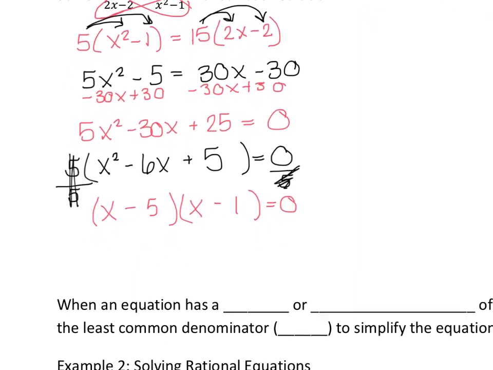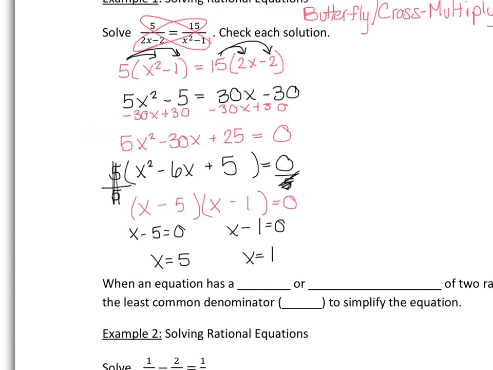Okay, now what do we do to solve for x? Set them both equal to zero. So x equals 5 and x equals 1. Very good. So now we're gonna check our answers.